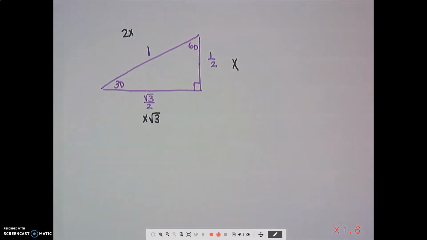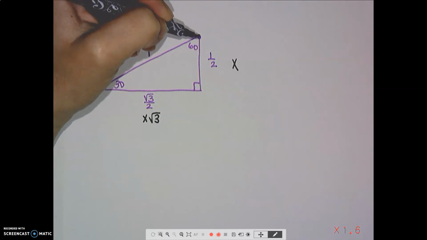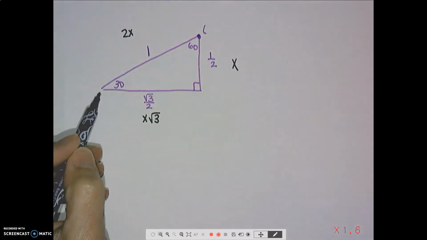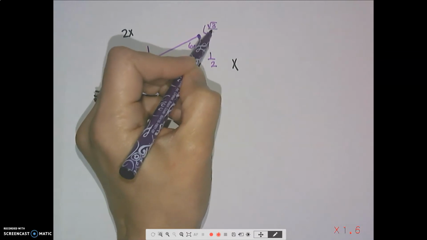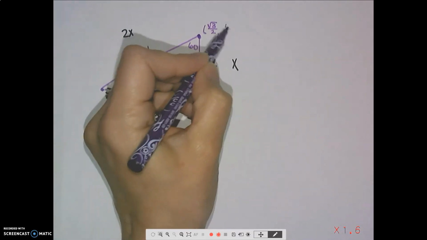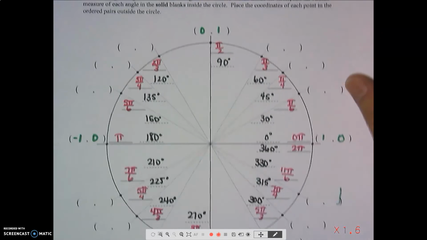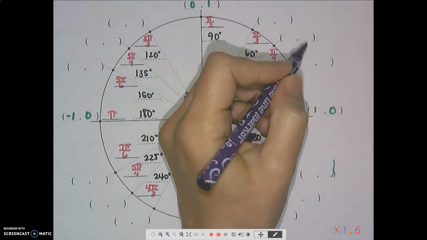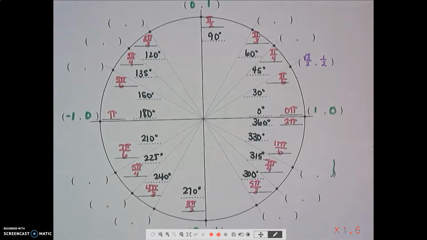Okay, that means if we're looking at the coordinates of this point, because that's that point for 30 degrees, we've gone from the origin here, we went radical 3 over 2 spaces in the x direction and 1/2 spaces in the y direction, because we went up a half. So I'm going to go back to my unit circle here. And that means here we have radical 3 over 2 and then 1/2. Okay?